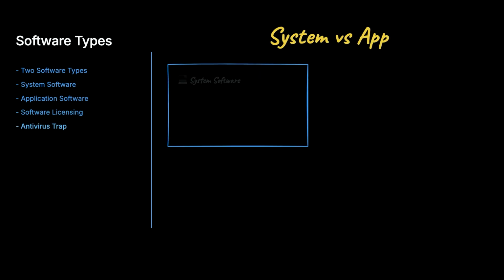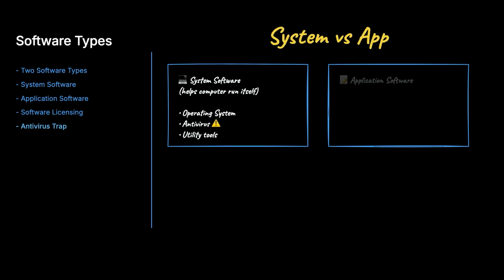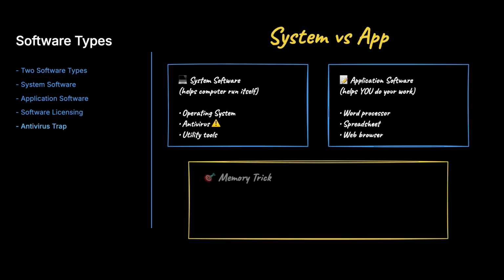Here is the trap that catches so many students. Antivirus software is utility software, which makes it a type of system software, not application software. The simple memory trick is this: if a program helps the computer run itself, it is system software. If it helps you do your actual work, it is application software.